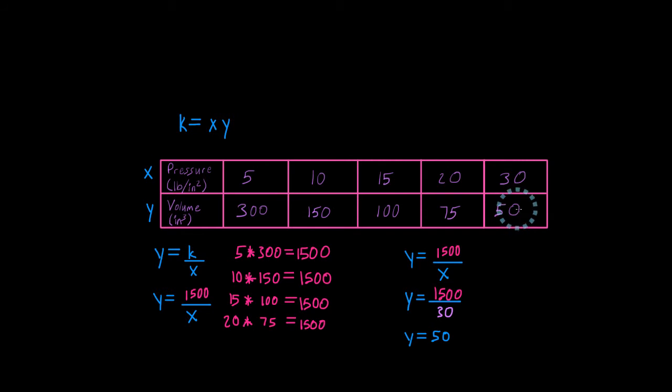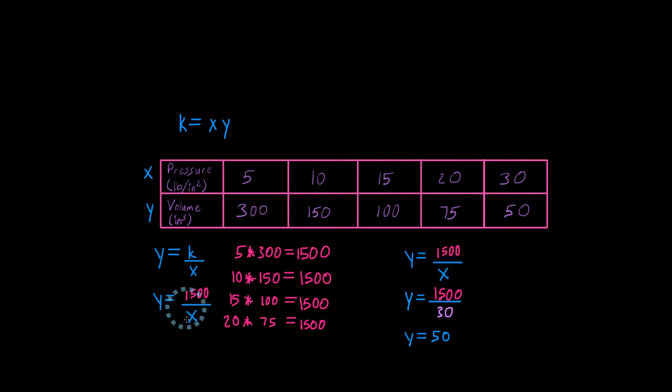That's our final answer. Now I want to show you something cool here. In this problem, we were asked to find the inverse variation function and use this formula to solve for the unknown value, or to solve for the volume when the pressure is at 30 pounds per inch squared, or another way of saying that is 30 pounds per square inch.